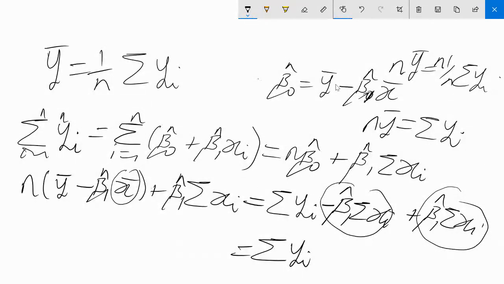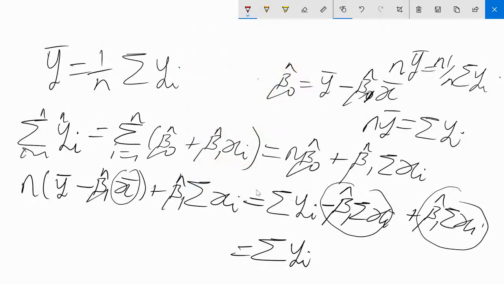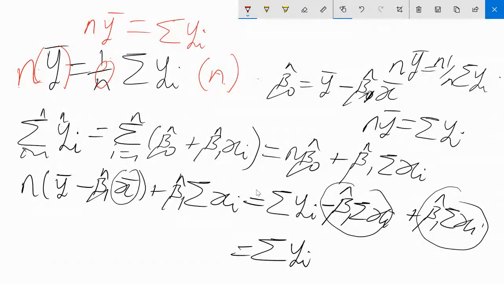This is y bar. If we multiply y bar by n, if we put n here, we have to do it also on the right. So this is n y bar. 1 over n with n will give us 1. So we'll be left with n y bar, which is equal to, because this and this will give us 1, we'll be left with this.